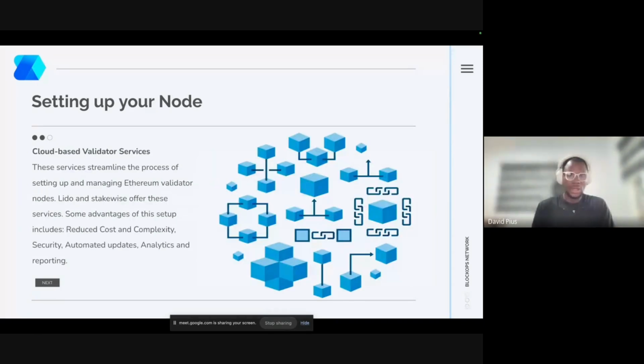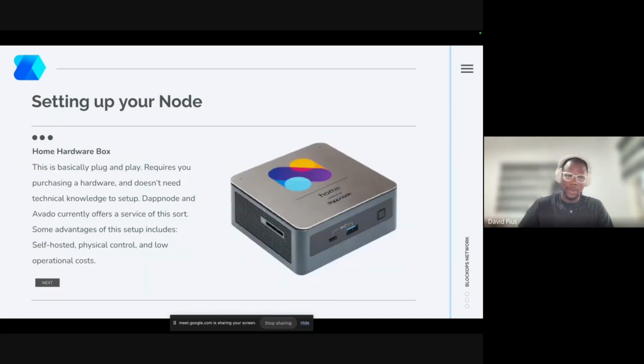Cloud-based validator service. This service streamlines the process of setting up and managing an Ethereum node, like Lido, Stakewise, Ankr. They are also systems similar to what we're doing now. So under the hood, there's also what we have for that on Blockops. You have a cloud-based validator service. They literally do this staking. They literally do the whole node setup for you. So you could also have that. We also have that in Blockops.